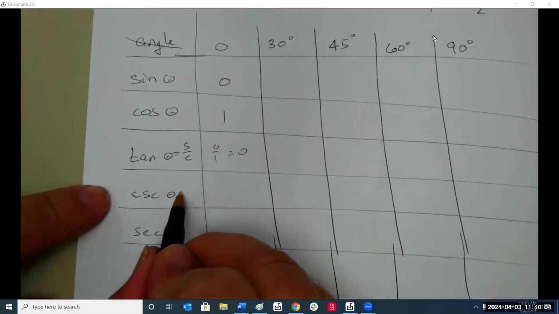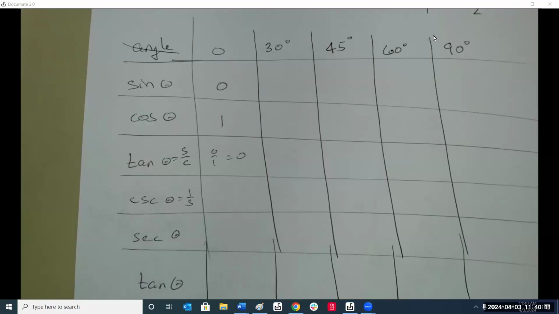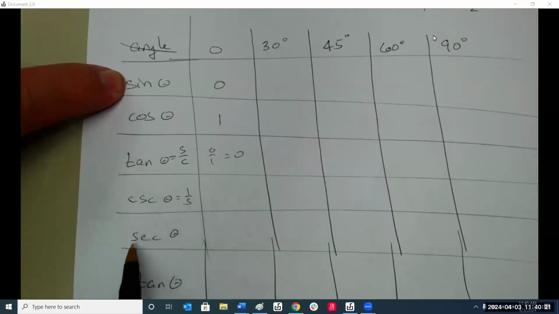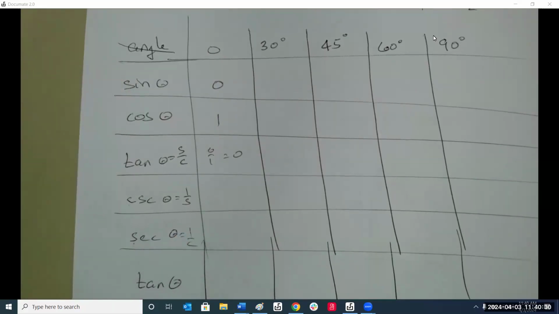Cosecant. Cosecant is 1/sine. Why is cosecant 1/sine and secant 1/cosine? How can you remember that? The way I remember it is you cannot have the same first letters. Secant, the sine starts with S. I can't use secant because that's 1/cosine. I gotta use cosecant. Cosine and secant. So it has to be opposite first letters.